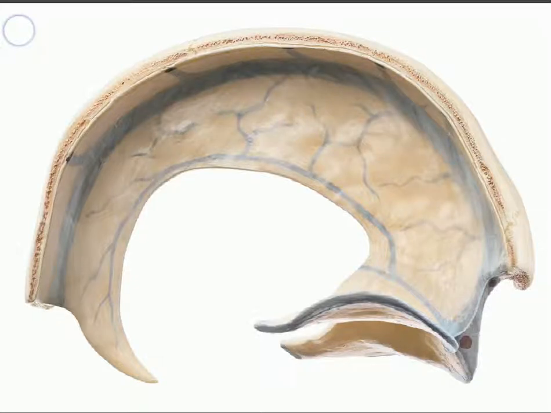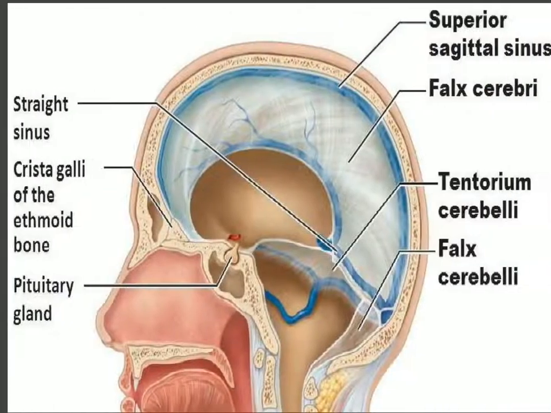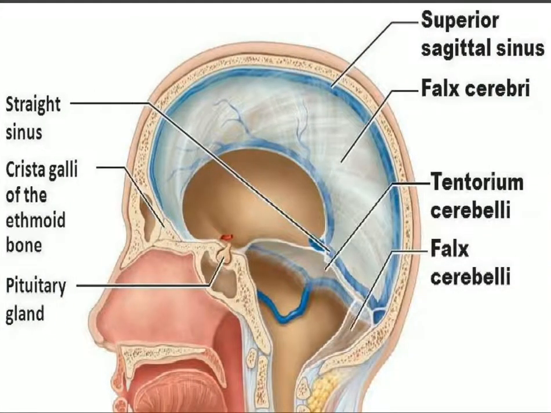Its anterior part is narrow and it is related with the crista galli of the ethmoid bone, and its posterior part, which is broad, is related with the upper surface of the tentorium cerebelli. This is the tentorium cerebelli, and in the mid plane, the posterior end of the falx cerebri is continuous with the upper surface of the tentorium cerebelli. Same you can see in the figure. This is falx cerebri.